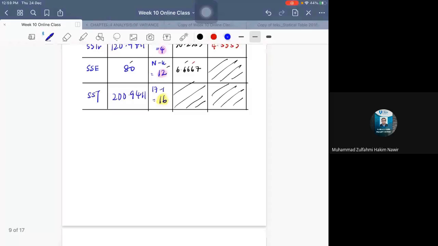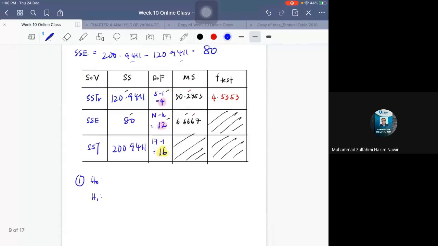So step number 1 is going to be the hypothesis. I'm going to write down my H null and also H alternative. The thing about ANOVA is that you can choose either to write your hypothesis in terms of symbols, or to write it in terms of words. Both of them are actually accepted. For example, if I want to write it in terms of symbols, I have how many categories? I have K, my categories is equal to 5.